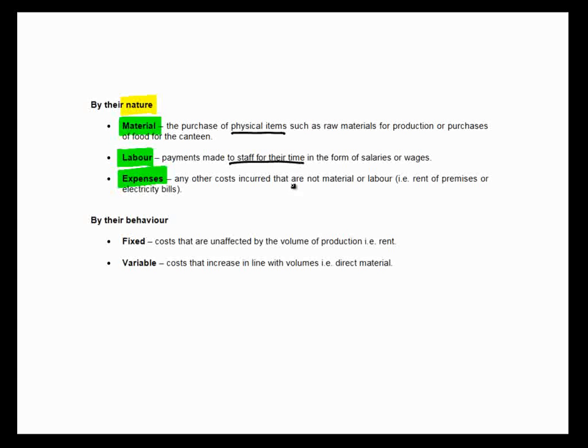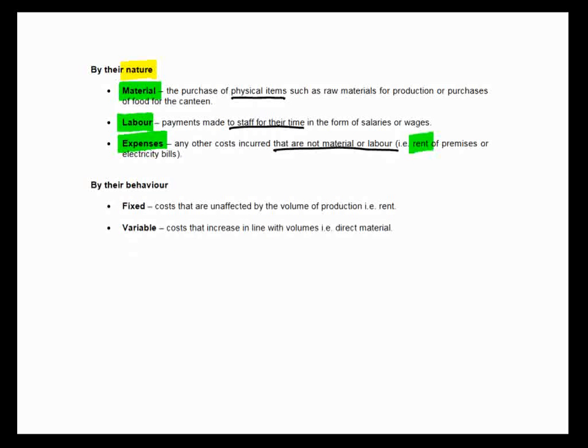And then expenses is essentially anything else. So material is the purchase of physical things. Labour is paying people for their time. Expenses is anything else. So a good example of an expense would be rent. The rent you pay to occupy your factory for a month would be an expense. So we can categorize costs by their nature, material or labour or expenses.